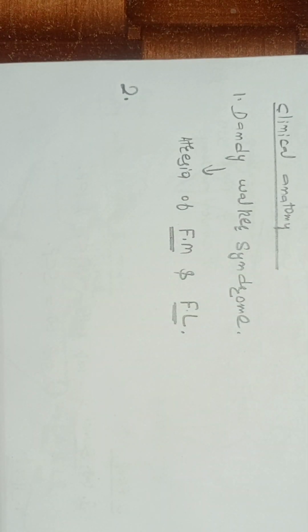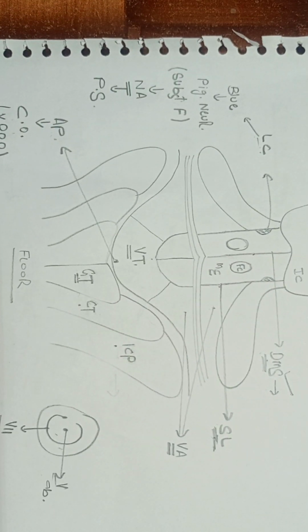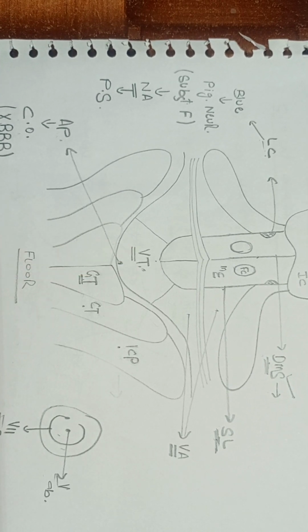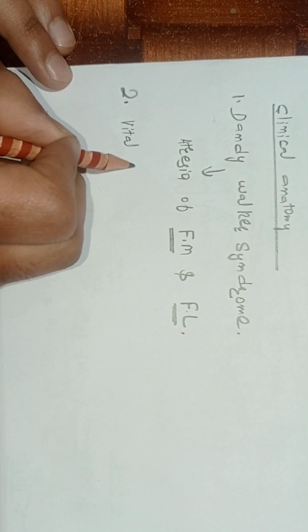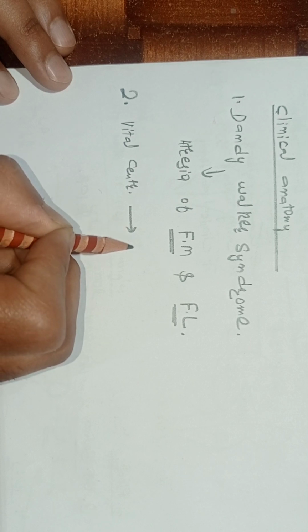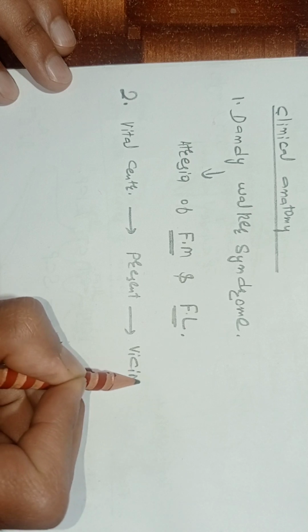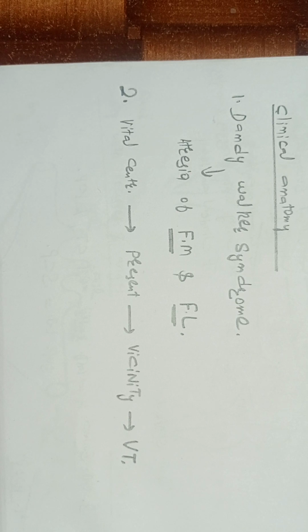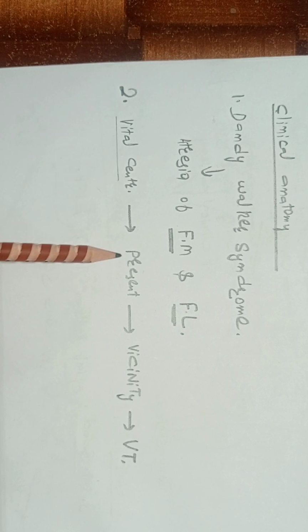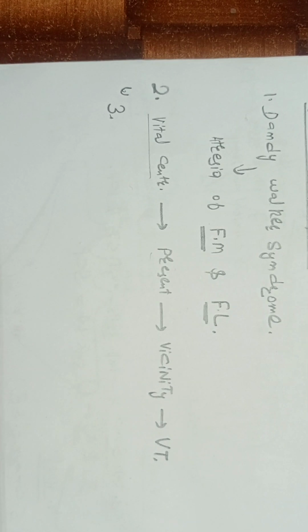Number second point, we know the diagram of the floor of the fourth ventricle. This area right here is the vagal trigone. Vital centers are present in the vicinity of the vagal trigone. Therefore, any injury would prove fatal in the fourth ventricle because vital centers are present in the vicinity of the vagal trigone.